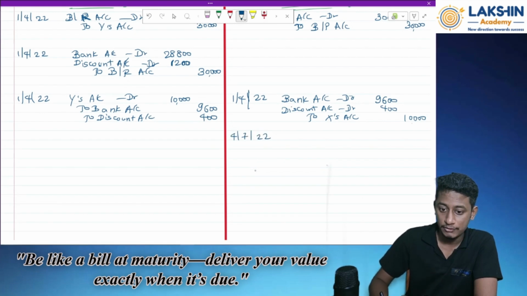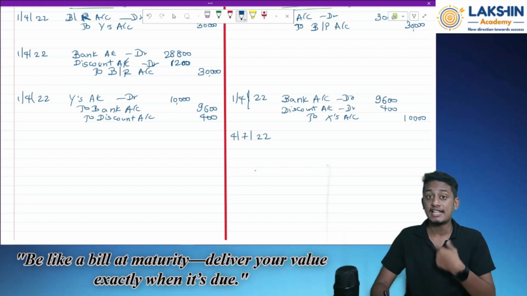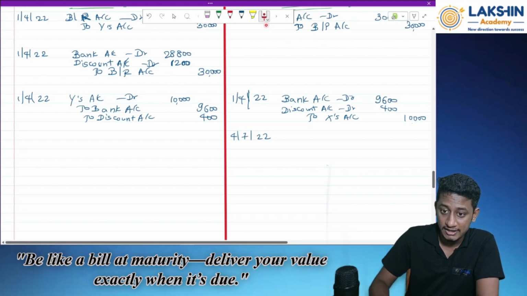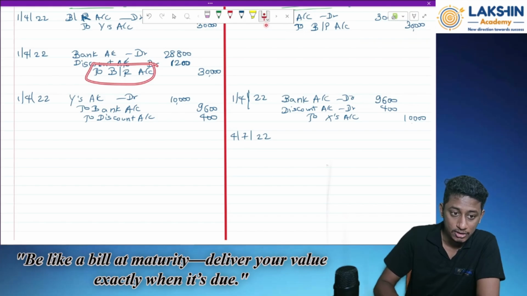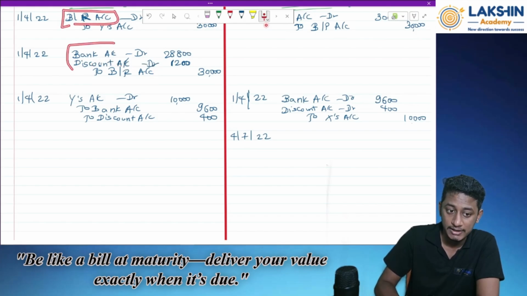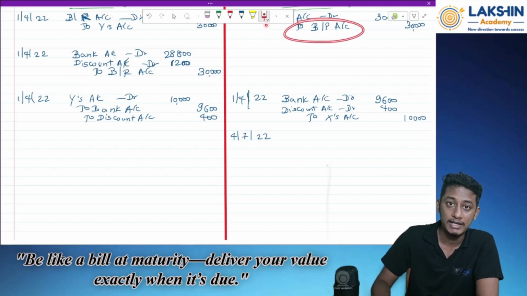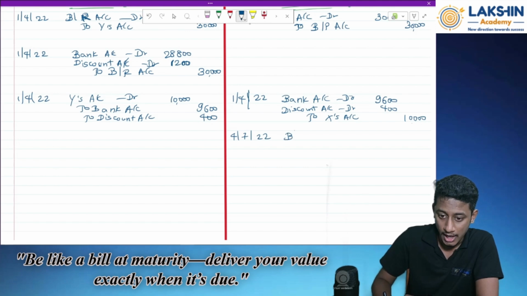On 4th of July 22, what has happened over here? Y has made the payment towards the bill payable. So whatever bill payable was created by him should be cancelled off now. This bill is already cancelled in the books of X because the bill receivable, whatever was there, has been transferred to the bank. But this bill is still pending. So how will this be cleared? By paying it off. So I will debit bills payable account.